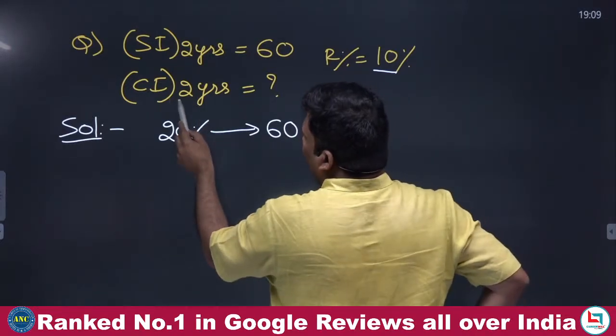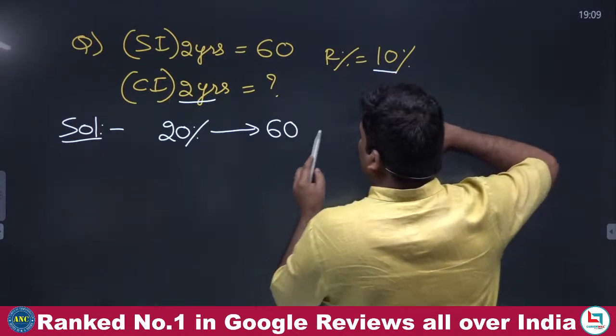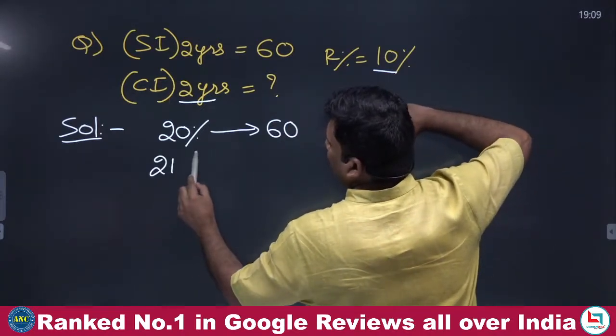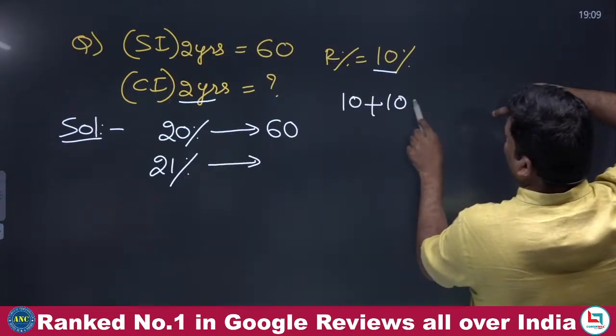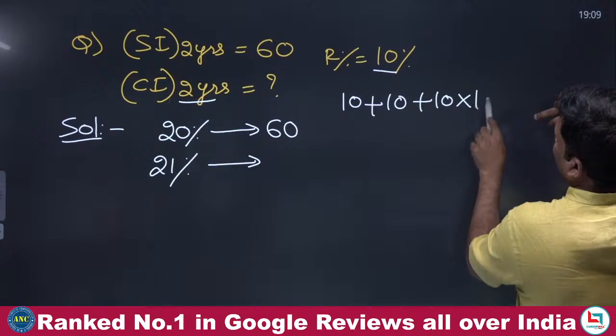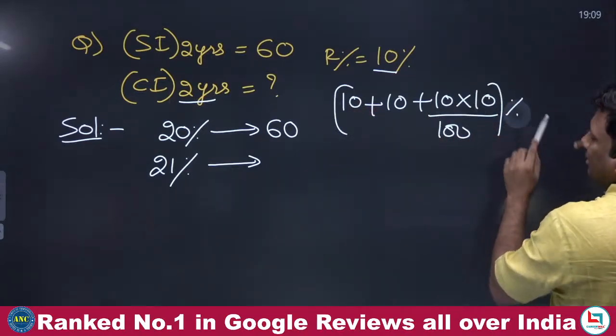In case of compound interest, rate of interest is successive. 10 percentage plus 10 percentage plus 10 into 10 divided by 100. So this will be, in CI it is successive.